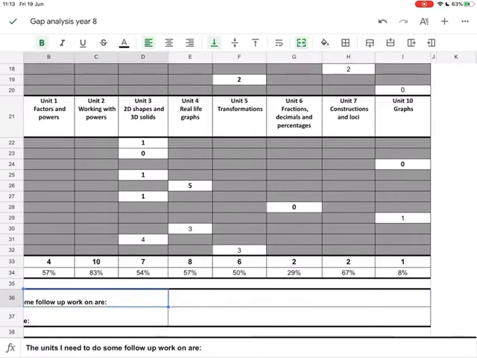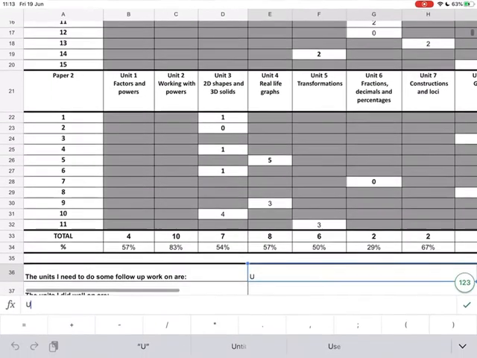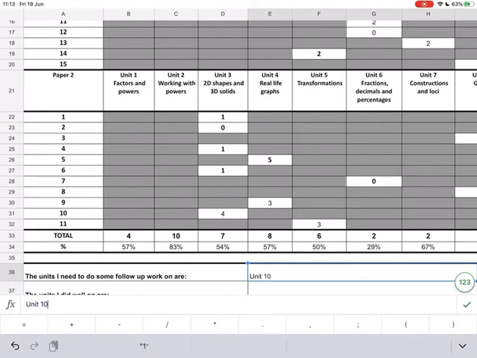So when we've done that, we need to fill in down here. So the topics that I need to do some follow-up work on. So I said before that my Unit 6 that I got 29% and my Unit 10 that I got 8% were my weaker ones. So I might put in here Unit 10 and Unit 6.